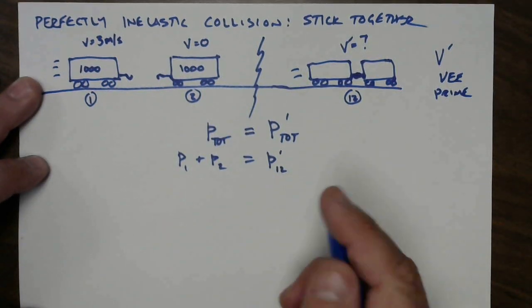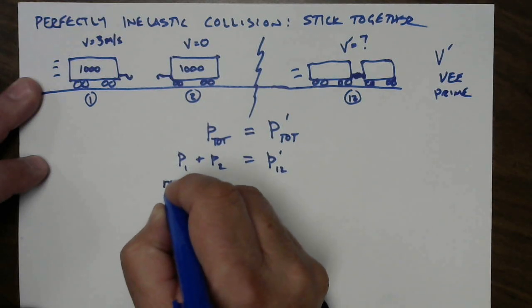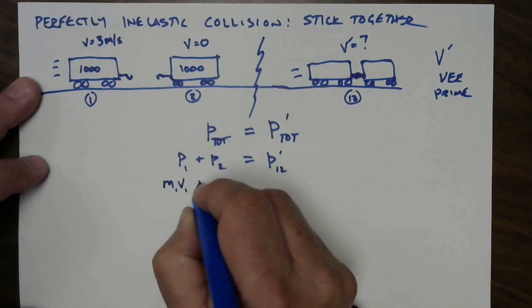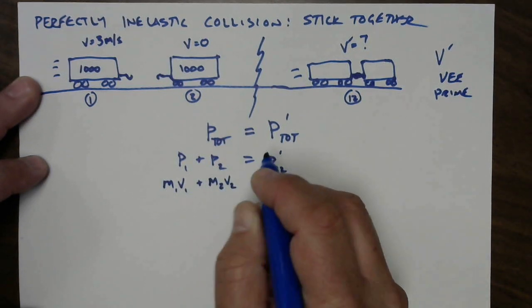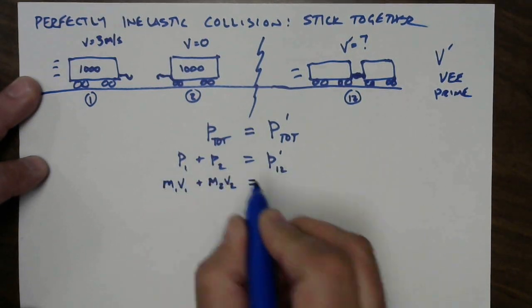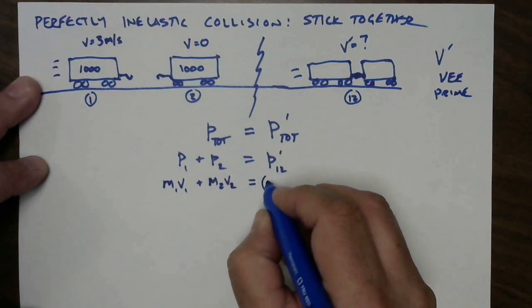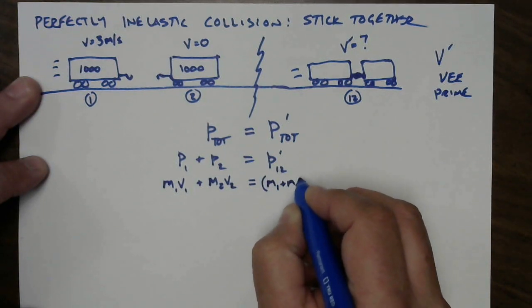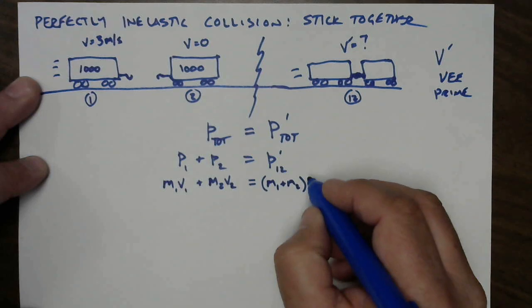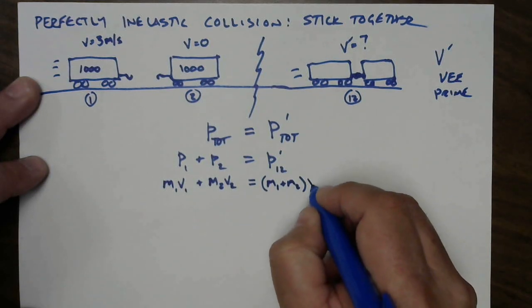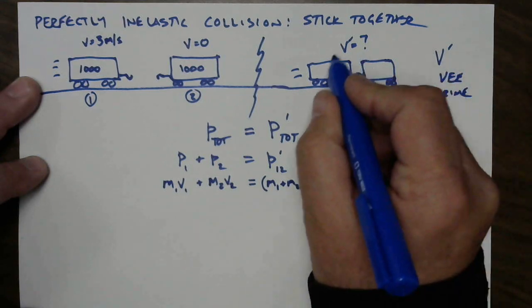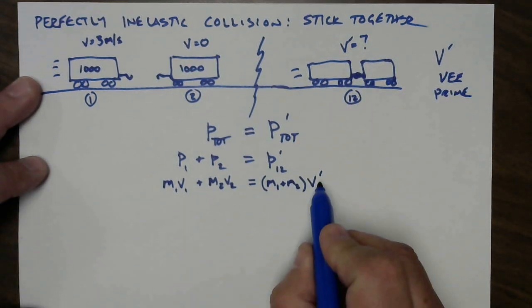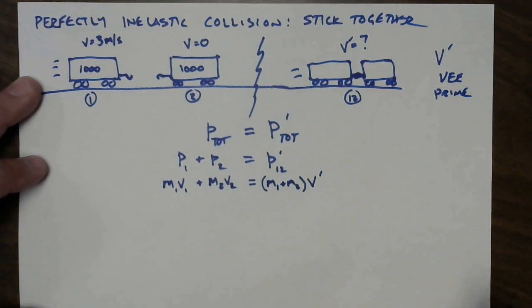Now, each of these momentums needs to be replaced with a mass times the velocity. So the mass of 1 times velocity 1 plus the mass of 2 times velocity 2. That replaces these two momenta. And over here, it is the mass of 1 plus the mass of 2. That's the mass of the combined car. We don't lose any mass. Times V prime. We could put a subscript 1, 2, but I think it's pretty unambiguous. After the collision, there's only one object. So just saying V prime is pretty unambiguous.